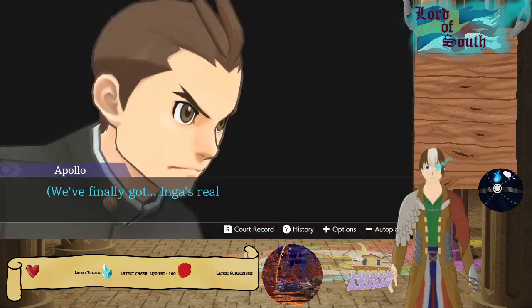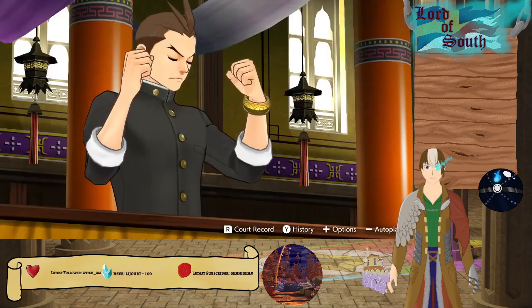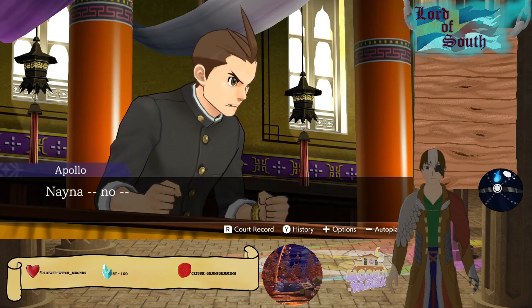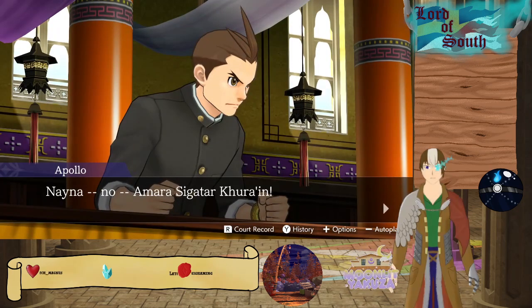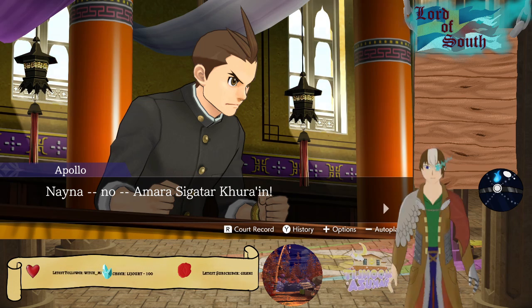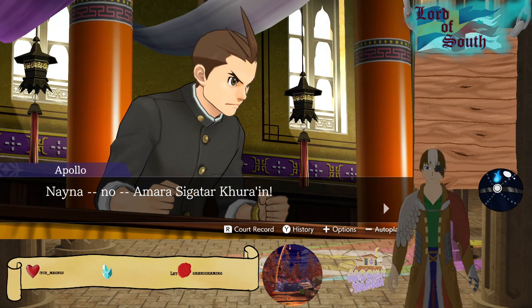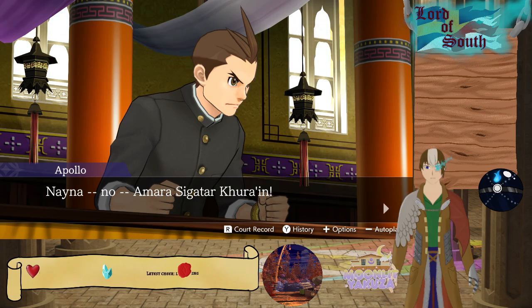Finally, we finally got Inga's real killer on the stand. Wait, hold on! So either... No, wait, that can't be working either. How is this gonna work? Because right now the killer basically killed a royal. We're just gonna be fucking executed. So either it is Daruk, or it is Amara. But if we do Amara, Amara is still royal. Basically, we're either gonna take away one of the parents here.